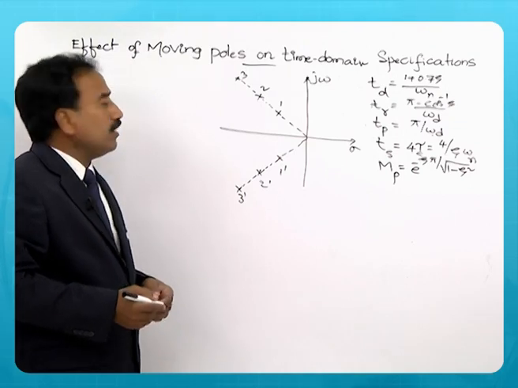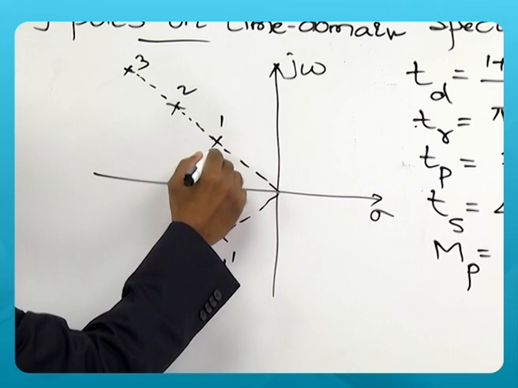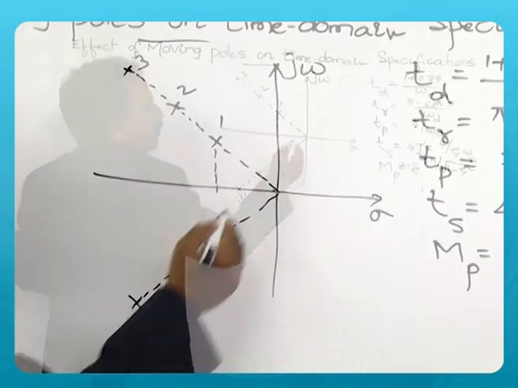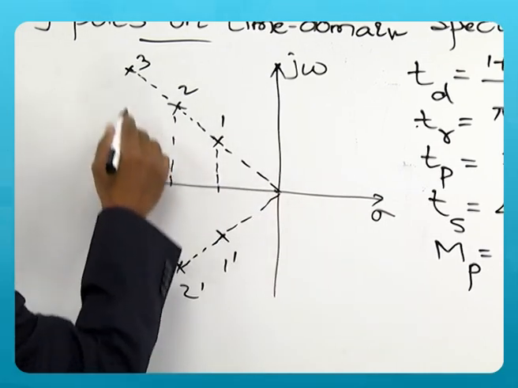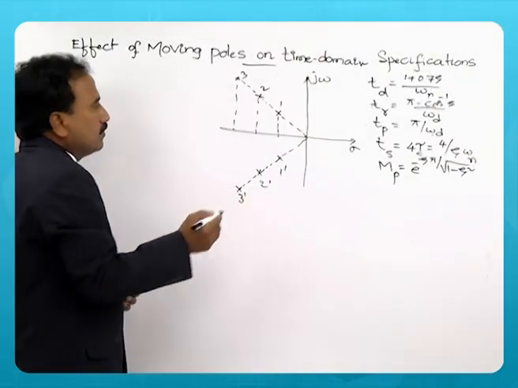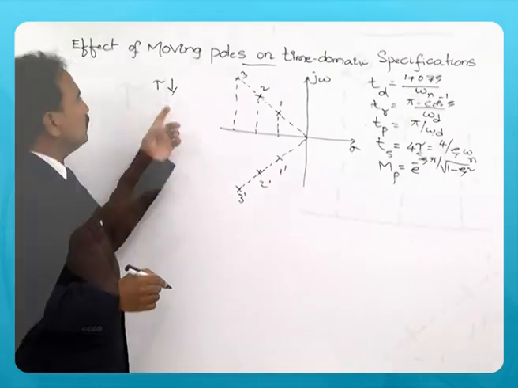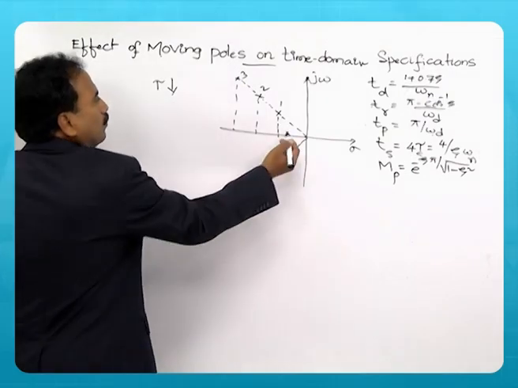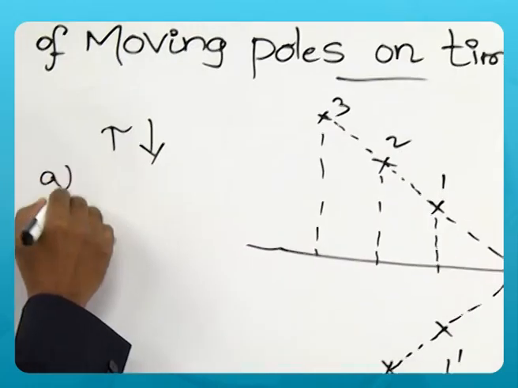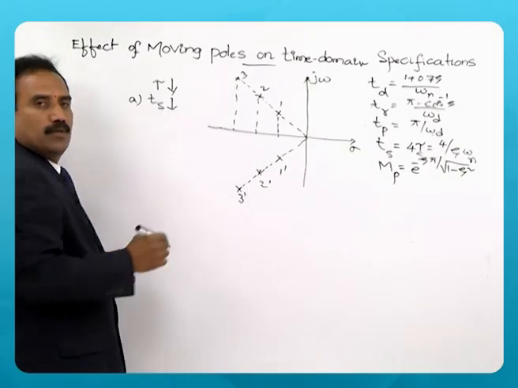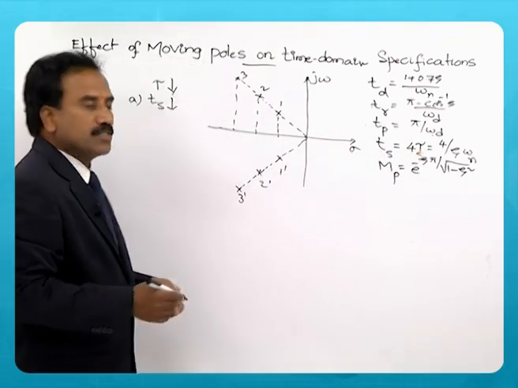So the poles are moving neither horizontal nor vertical. Now the first part, what you should see here is the real part of the pole. The real part of the pole is increasing, which makes the time constant reduce. So it reduces the time constant as the pole moves away from the imaginary axis. This causes the settling time to go down, because settling time depends on tau, the time constant.